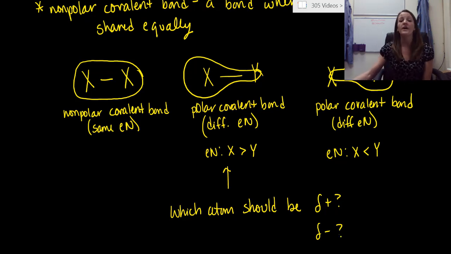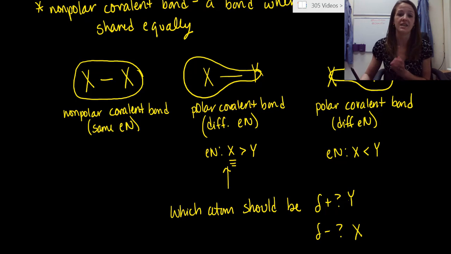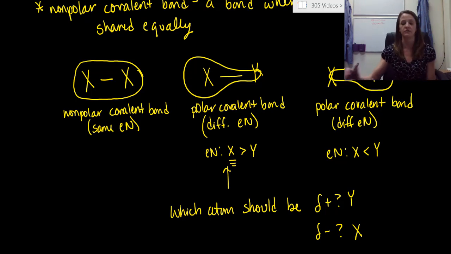Hopefully you did, and all you had to do was figure out which is the more electronegative atom, which I already told you is X. So whichever one is the more electronegative atom is definitely going to be your partial negative, and then your more electropositive atom is going to have your partial positive charge, okay?